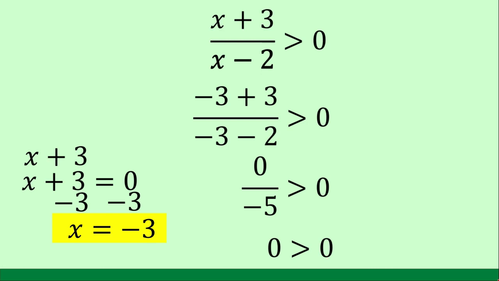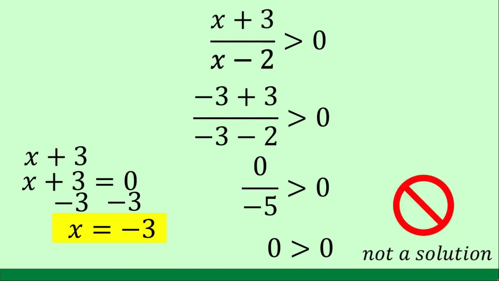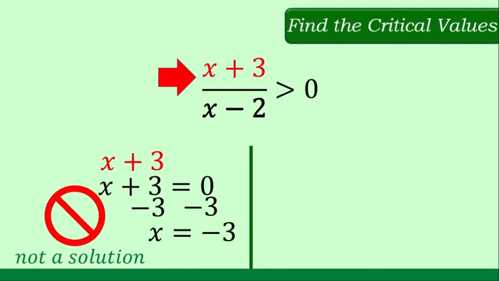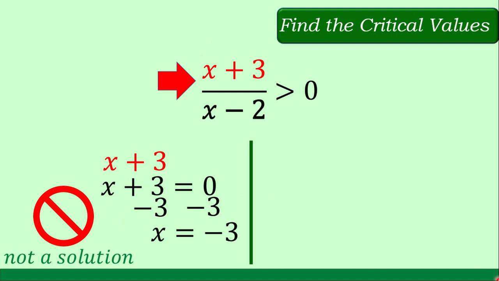And that further means that this is not a solution. What I mean is the value x is equal to -3 right here is not a solution. Let's keep that in mind. Let's take note of that right here. Now, we are done with the numerator.